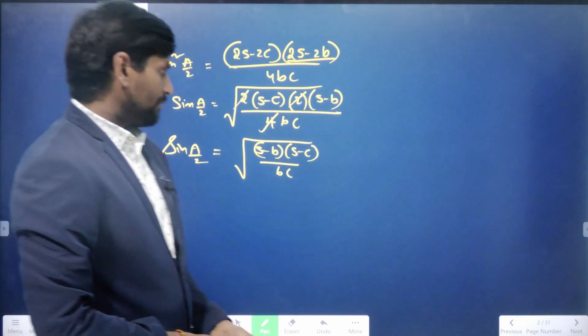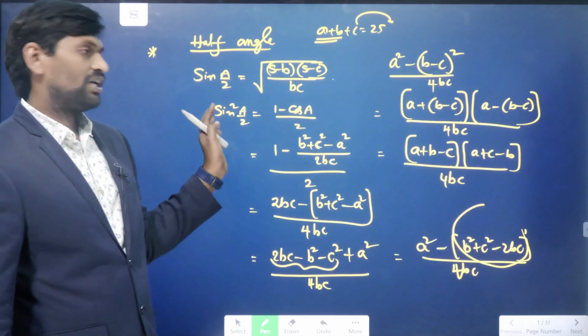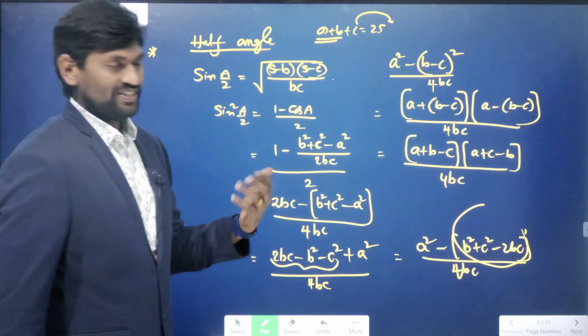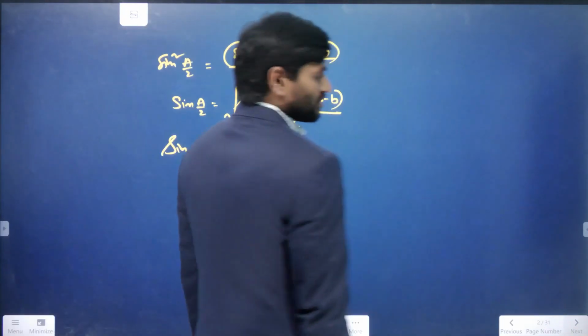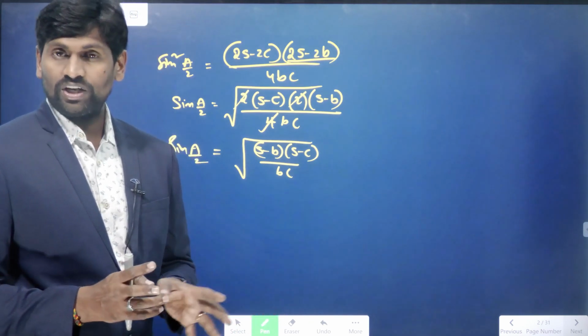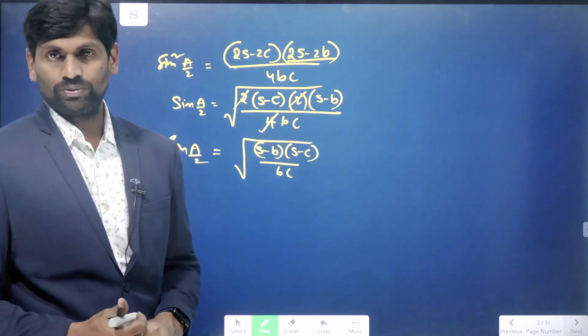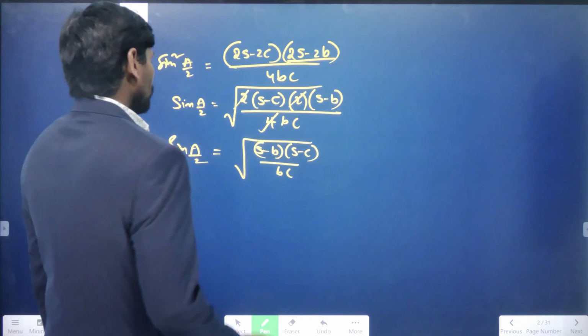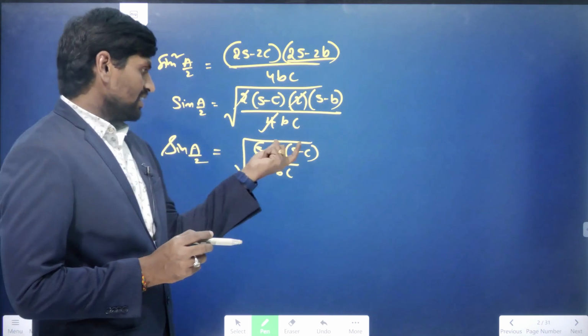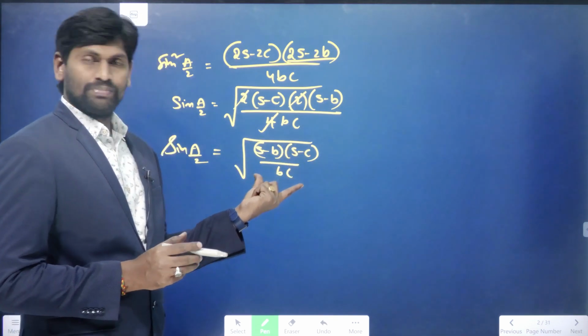Okay na? So I am using the cos 2a formula here to identify the value of sine a by 2. Same like cos a by 2 also I can use the cos 2a formula only, in the terms of 2 cos square a by 2 minus 1. Okay na? 1 plus cos a by 2. Okay. So sine a by 2 formula is root over s minus b into s minus c by bc.